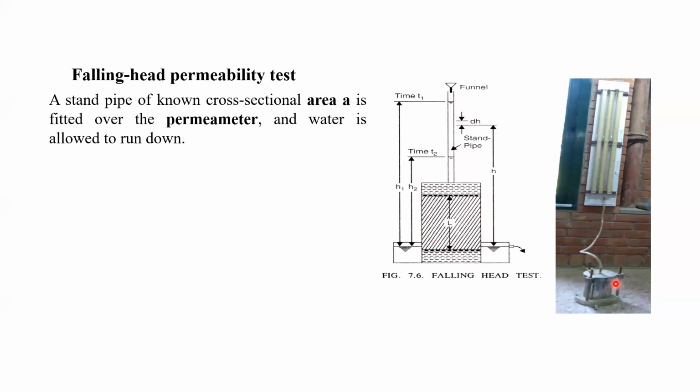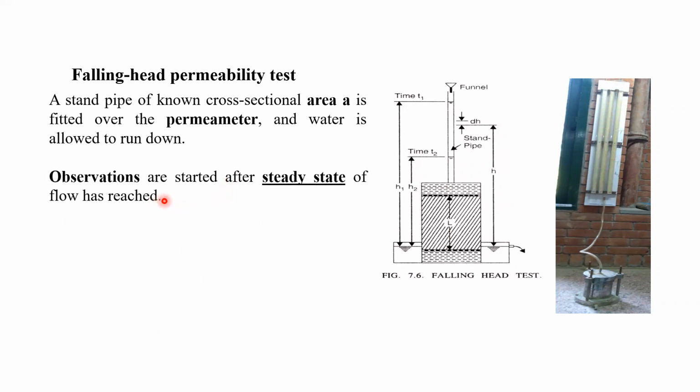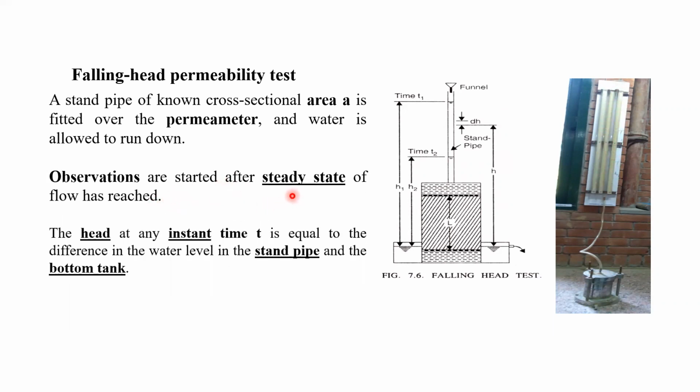In this permeameter, we have kept the soil sample. The height of the sample we can measure, and the diameter or the cross-sectional area of the sample we can also measure. And the cross-sectional area of this stand pipe we can also find out. What we have to do further, as I told in the beginning, unless the steady, continuous flow is there, we shall not begin our experiments.